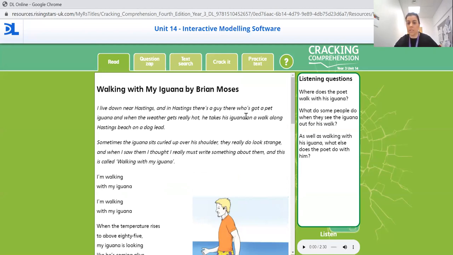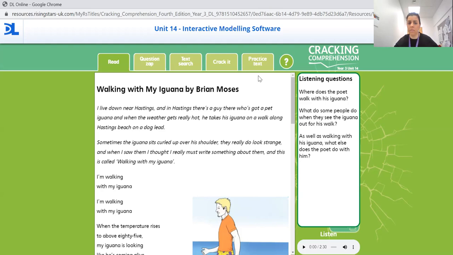So whilst I'm reading it to you, I want you just to have a think of, where does the poet walk with his iguana? What do some people do when they see the iguana out for his walk? And as well as walking with his iguana, what else does the poet do with him? So the poet is the person who's writing the poem. And the poet in this poem, it's written by Brian Moses, and it's called Walking with My Iguana.